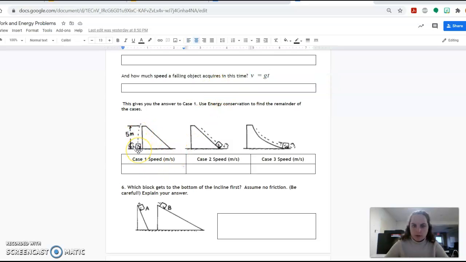That falling object's final speed was, I think, 10 meters per second. Yeah, 10 meters per second. And again, we have to recognize that it's coming from the same height. So the potential energy initial is all the same, which means that your kinetic energy at the bottom is all going to be the same. So it means that your speed at the bottom is all going to be the same. So for each case, you should also have the same speed as case 1.